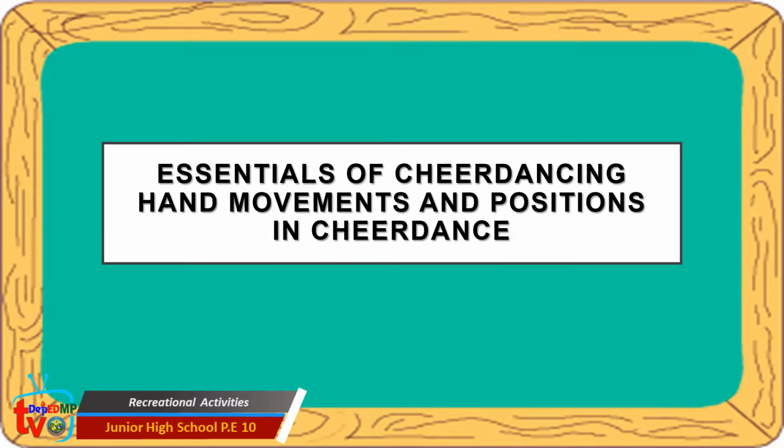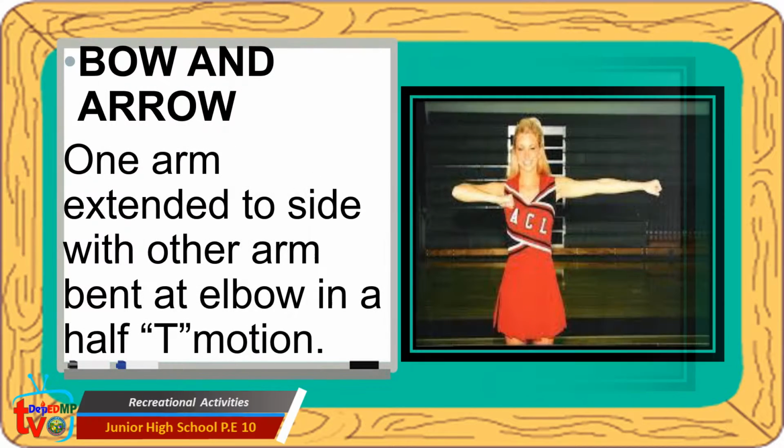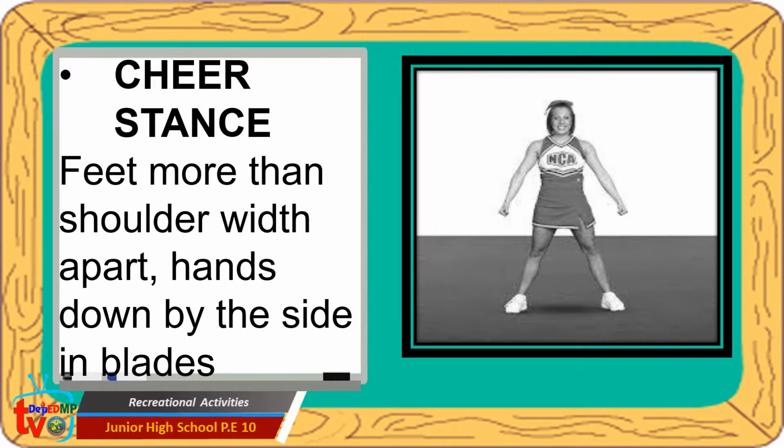Essentials of cheer dancing: hand movements and positions in cheer dancing. As I read each movement, you may also try to do it. The beginning stance: feet together, hands down by the sides in blades. Bow and arrow: one arm extended to the side with the other arm bent at the elbow in a half T motion. Cheer stance: feet more than shoulder width apart, hands down by the side in blades.